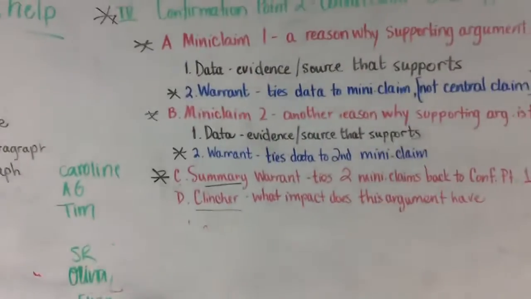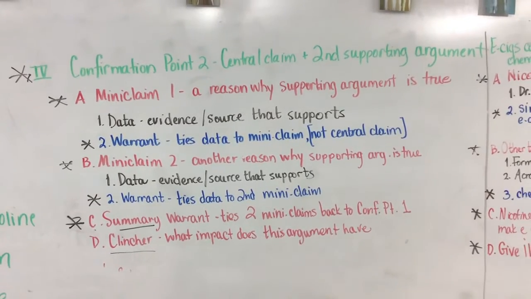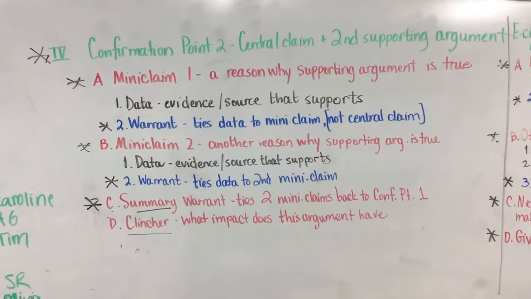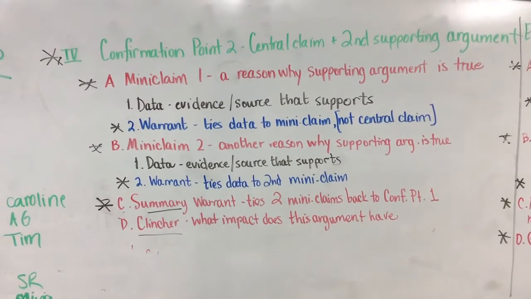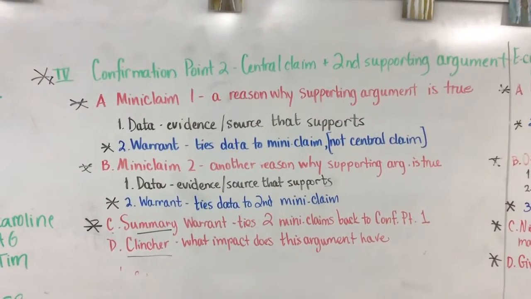So let me go back up here. You're going to have 2 mini claims, and a mini claim is just a reason why the supporting argument is true. So looking at your sheet, why are chemicals damaging to a person's health? That's what they're going to do.